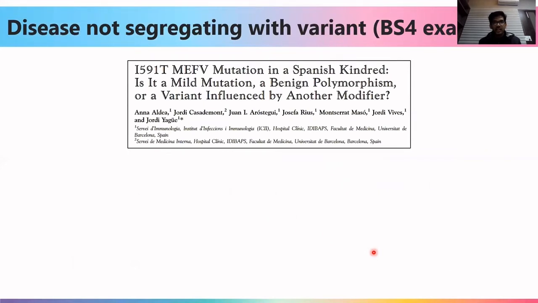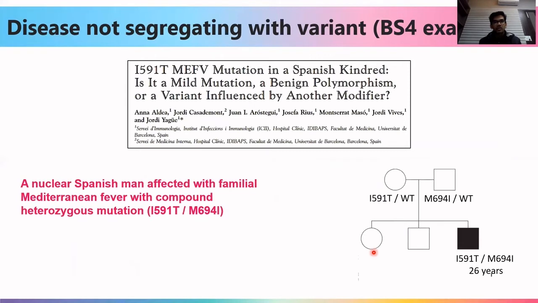Now there's an example for BS4. For a Spanish kid, there's one report for I591T in the MEFV gene. In this, a nuclear Spanish family has a man affected with familial Mediterranean fever with a compound heterozygous mutation. The mother has the heterozygous mutation I591T and the wild type, while the father has M694I and the wild type, and the child has inherited both defective copies, I591T and M694I, and is affected.